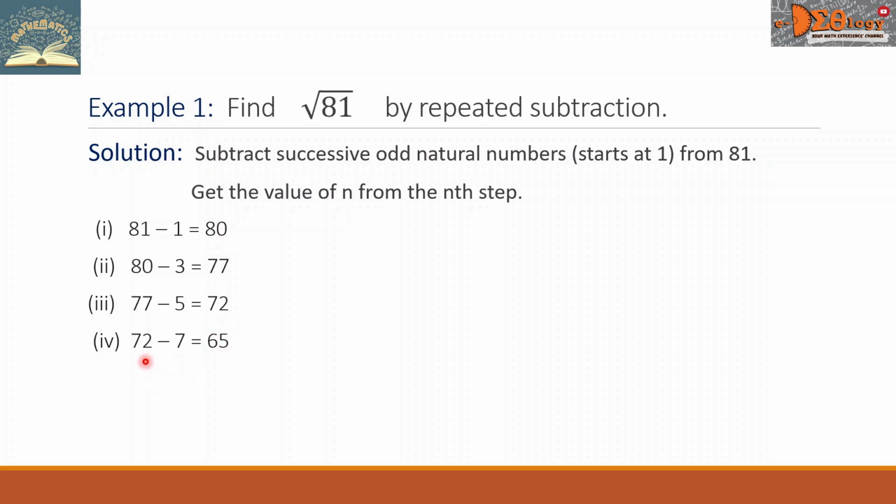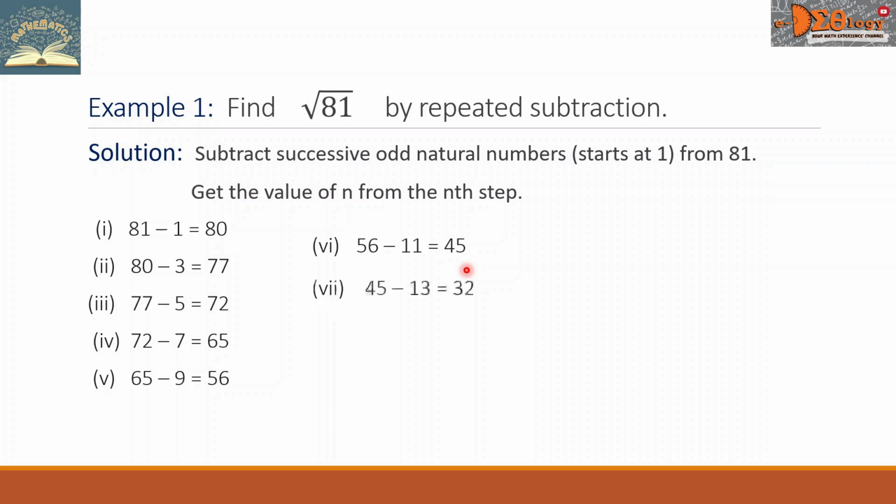Step 4, 72 minus the next odd natural number, which is 7, equals 65. Step 5, this 65 minus the next odd natural number, which is 9, equals 56. Then step 6, this 56 minus the next odd natural number, that is 11, equals 45.